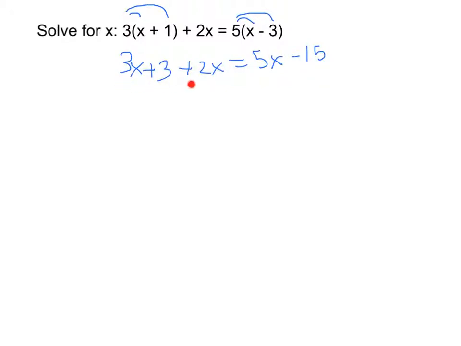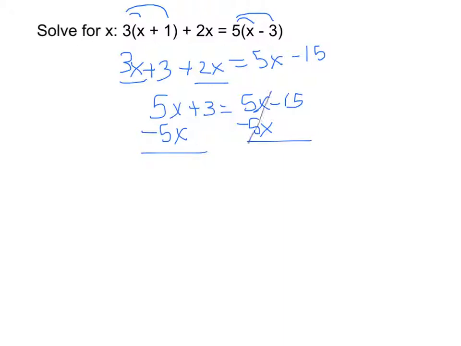On the left-hand side, we have two x's. We need to combine the 3x and the 2x, and so we get 5x plus 3 is equal to 5x minus 15. There's nothing to combine on the right-hand side. Next, we're going to move all of our x's to one side. I'm going to subtract the 5x so that I can eliminate it from the right-hand side, and I get negative 15 on the right-hand side.